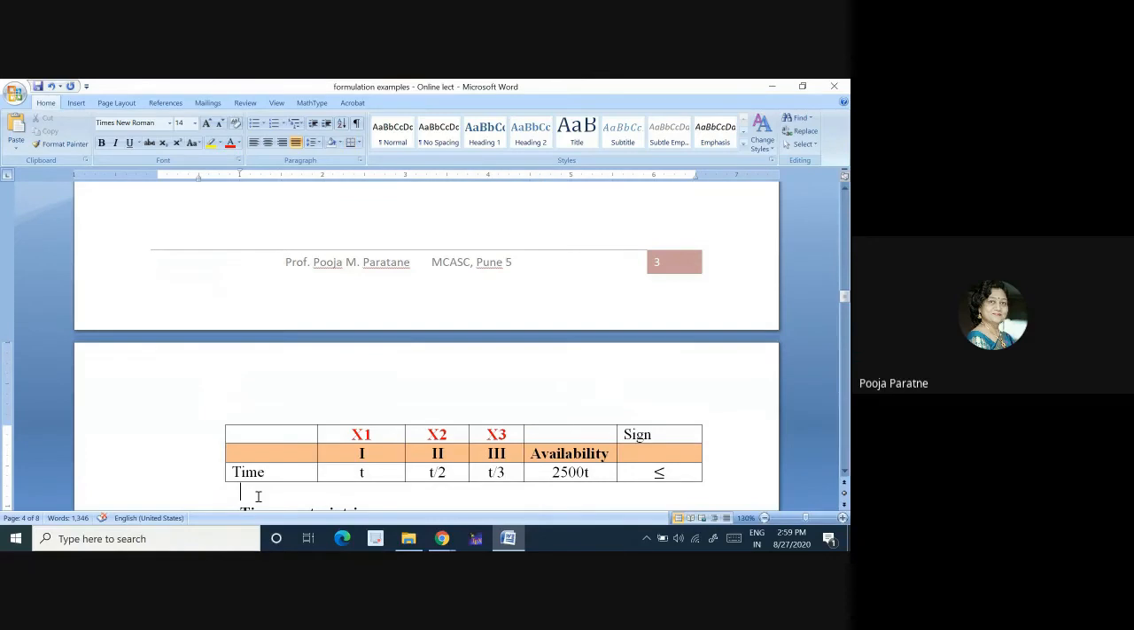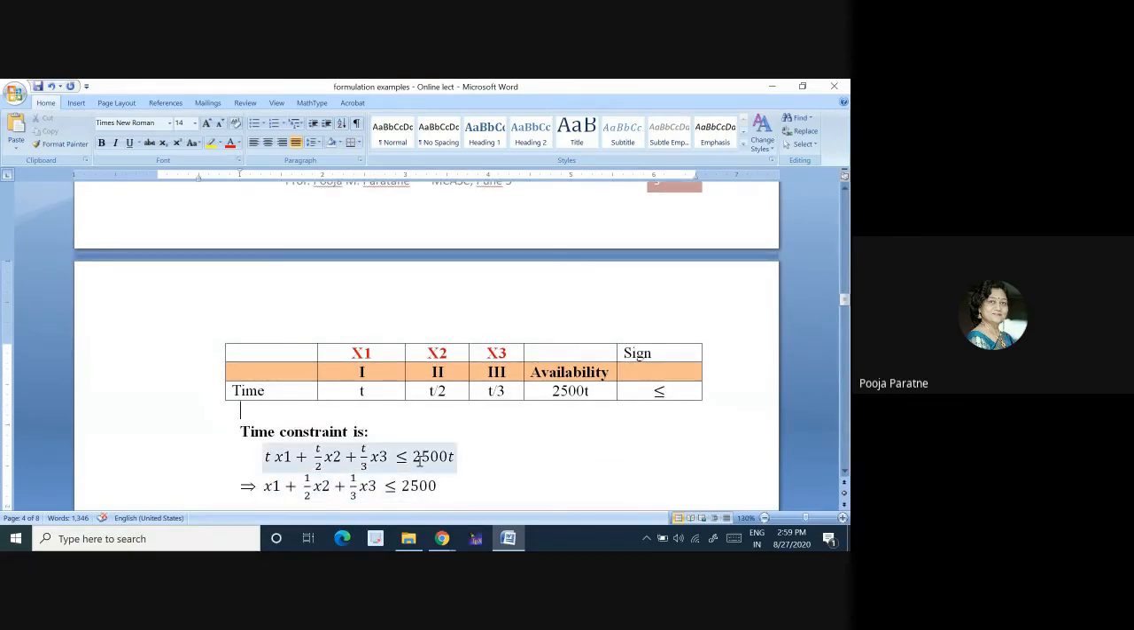So let us see what the time constraint is. First I will write it in terms of T. It is T into x1 plus T by 2 into x2 plus T by 3 into x3 is less than or equal to 2500 T, as it is the available time. Here T will get cancelled, and finally we get the constraint in x1, x2, x3 as x1 plus x2 upon 2 plus x3 upon 3 is less than or equal to 2500. In this way we get the time constraint.